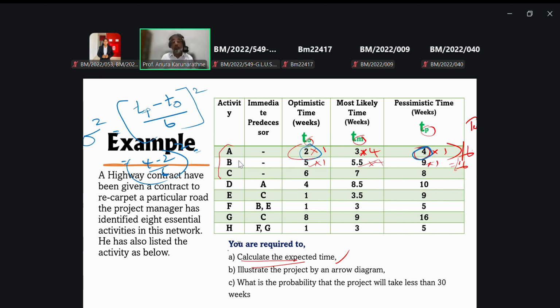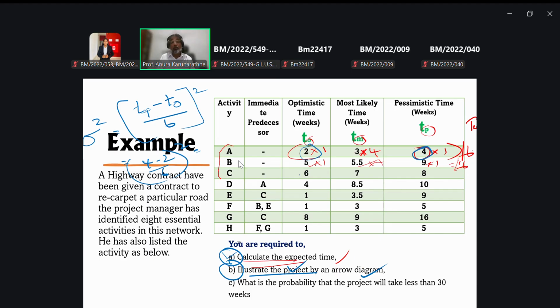Then ultimately you can go for the standard deviation as well. Standard deviation is the square root of it. Then illustrate the project. Next question, right? Question B. Okay, expected time. So how to obtain it? Then the second one, illustrate the project by an arrow.